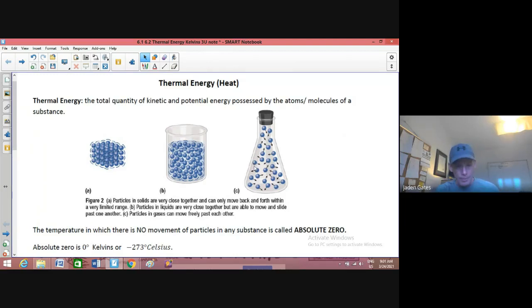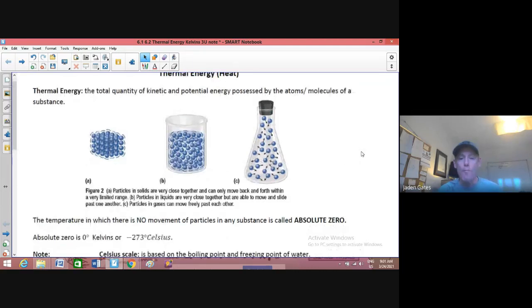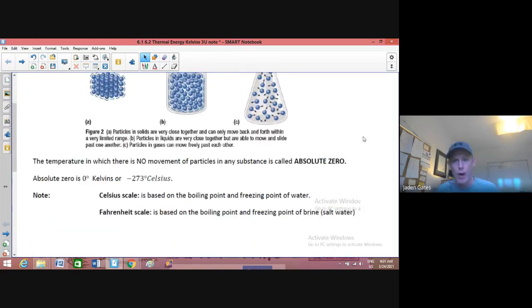Now, the temperature at which there is no movement of particles in any substance, whether solid, liquid, or gas, is called absolute zero. I'm not even sure if there's anywhere in the universe that has absolute zero, but I guess the closest would have to be Pluto, because Pluto's so far away from the sun. Perhaps there are places that do have absolute zero, but that is the case where no molecules move. Everything is just stably set.